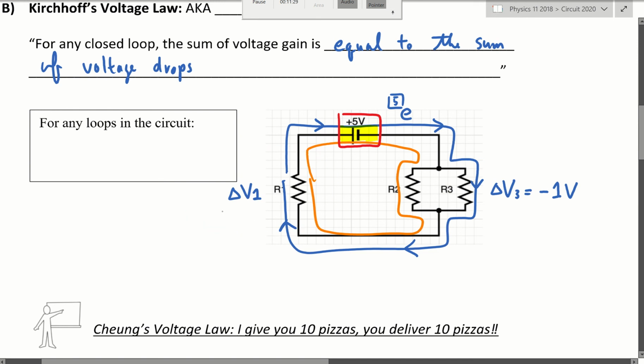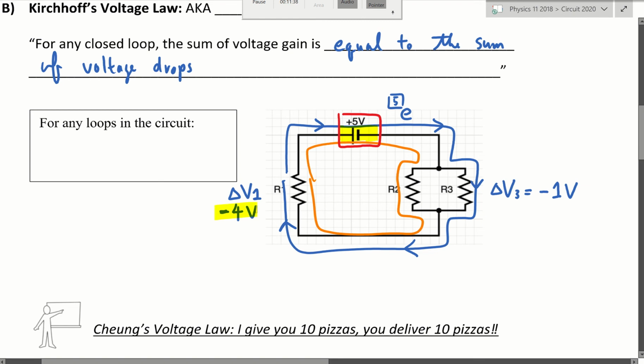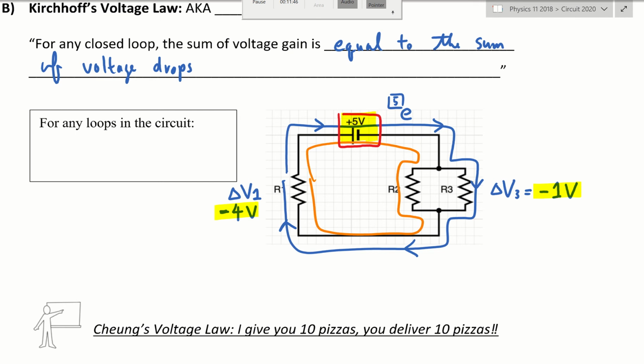Because in total, the total amount of pizza that he delivers should be the same as the amount of pizza that he picks up. So you have a +5 volt, and you should have a -5 volt in your delivery route. Okay, so if you have to stop at 2 locations and you know how much voltage you're dropping in one of the locations, then it's automatically assumed that you will also be able to find out quite easily the amount of voltage that you're dropping at the second location.